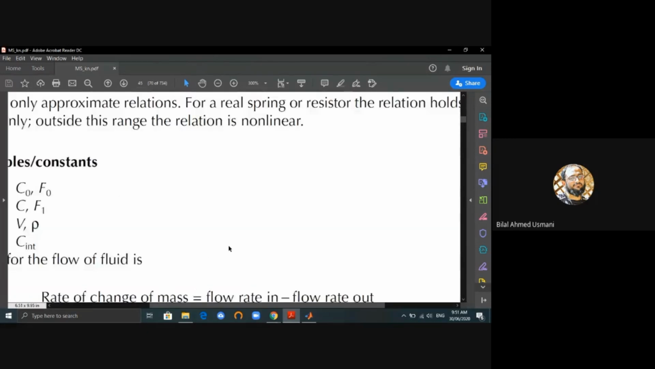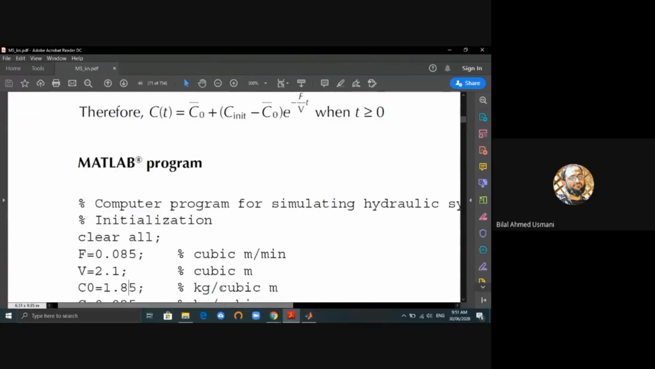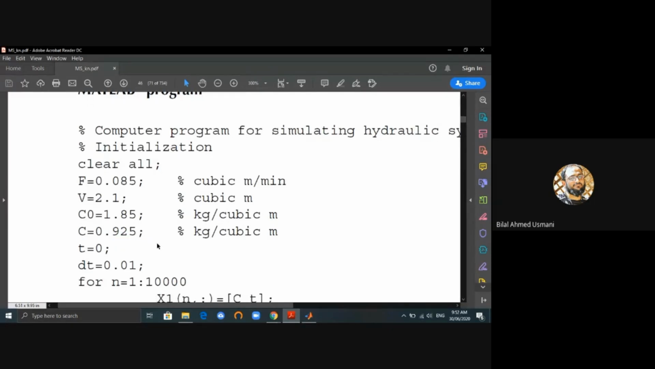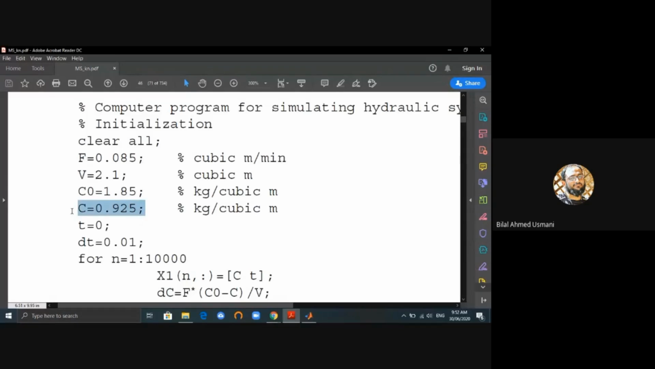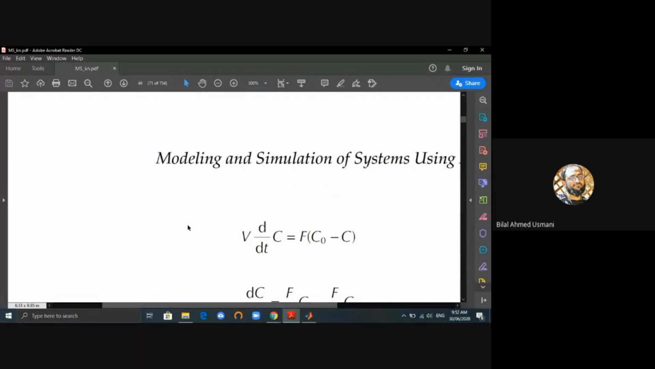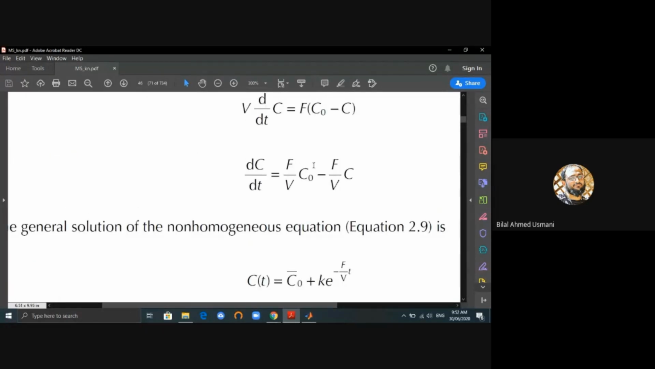If you can look at the example, I think you have been given some numbers. It's over there. So you can see that you have been given the value of F, the value of V, the value of C naught, and you have also been given the value of C. So the concentration at any general time is 0.925 kilogram per cubic meter, whereas the initial concentration was 1.85. So, okay, that was an autonomous differential equation in which the flow is changing with respect to C only.